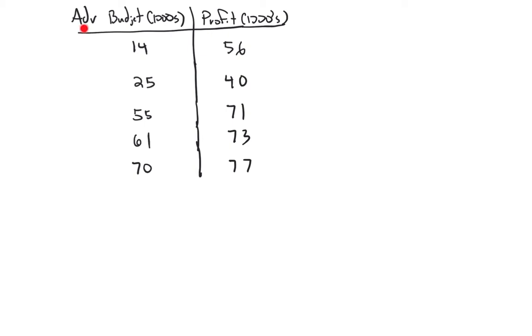And they want to see if the advertising budget predicts profit and how strong a linear relationship that is. In real life, you'd have way more than 5 data points here, but just to make the computation easy, we're limiting it to 5. In the month that they spent $14,000, they had a profit of $56,000. In the month that they spent $55,000 in advertisement, they had a profit of $71,000, etc. And we want to find if there is a linear relationship between these two variables and how strong it is.